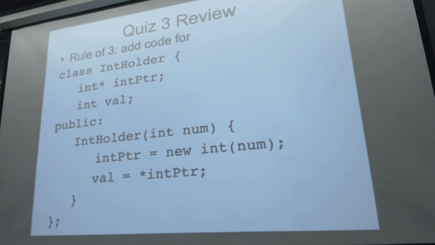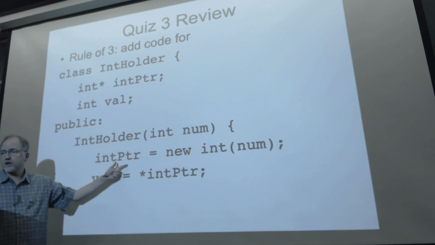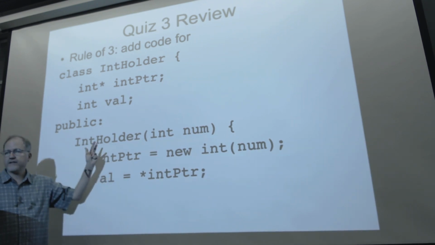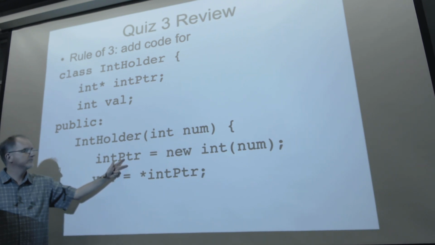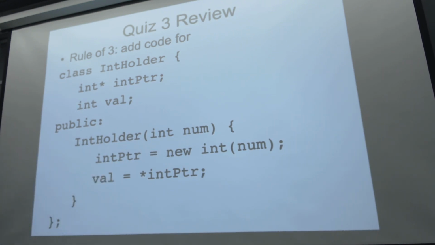In the destructor, we have to delete it. So there's 3 things we need, right? We need the destructor that cleans up the allocated resource. We need the copy constructor, and we need the assignment operator. And you should know the patterns of those things.